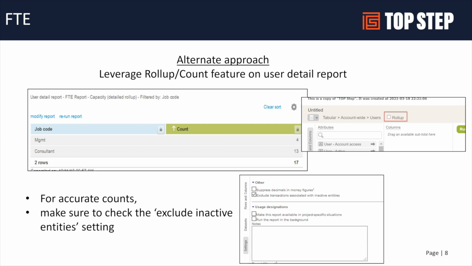And so you can see in this case, we're rolling up by job code, doing a count, and we're getting the same value that we were getting in the job code detail report. So this does give you a little bit more filtering options and a few more options you don't get in the job code report. It does deliver the same results, assuming the filters are the same in both reports. So just another option.